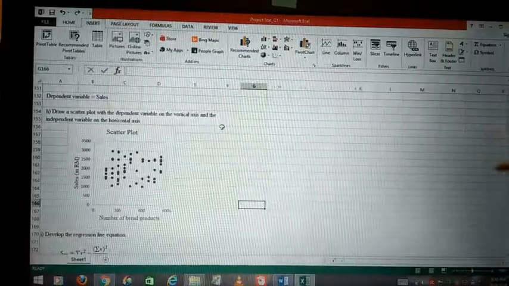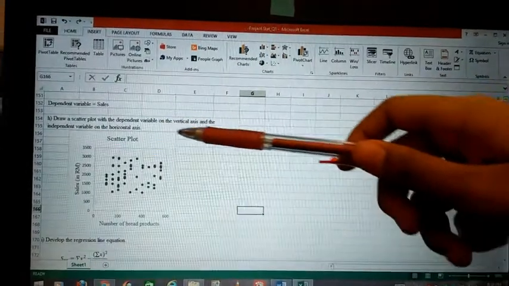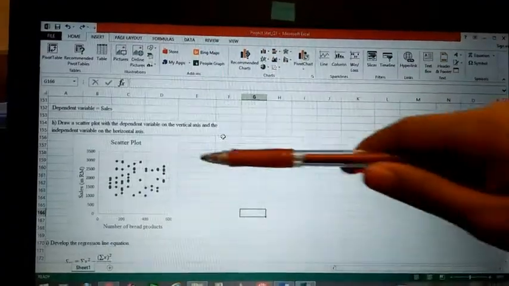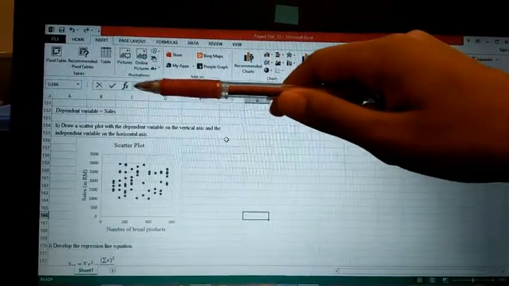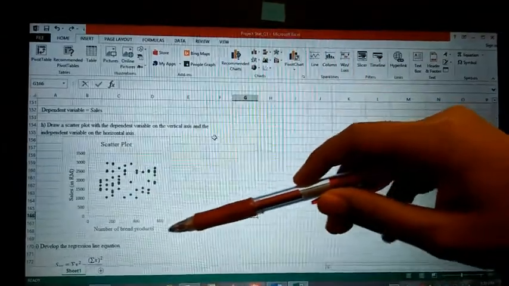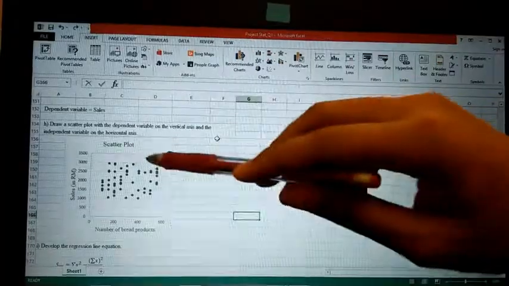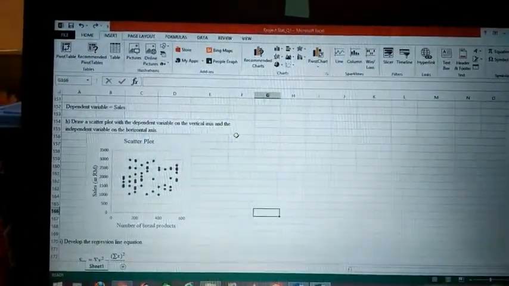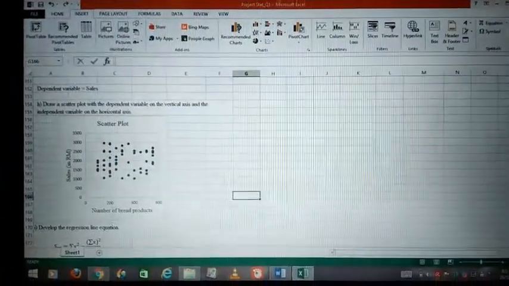2,132.2375. For question H, draw a scatter plot with the dependent variable on the vertical axis and the independent variable on the horizontal axis. To draw this scatter plot, we need to select the data on sales and the data for number of bread product, and then we choose this icon to make this scatter plot. Then it will generate the table and the plot itself.